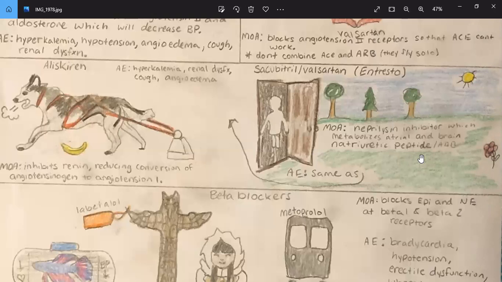So with this drug, we are inhibiting neprilysin. And so that means there's more BNP circulating around in the system, and therefore it's keeping your blood pressure low. So that's how that works. And the adverse effects are the same as over here. So hyperkalemia, renal dysfunction, cough, and angioedema.